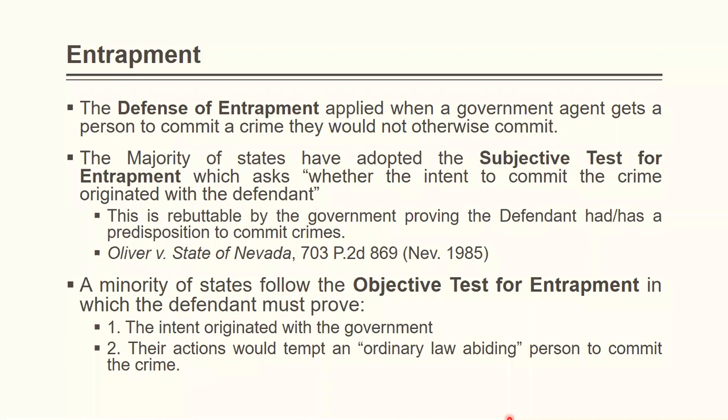So, from a subjective test, he can absolutely get off. Objective test is going to be a little bit more difficult, but he probably will. And under the objective test, we do not have the predisposition issue. So even if you are a meth head, but the actions and the intent originated from the government, the police, and what they did would make an ordinary law-abiding citizen, even though you're not a law-abiding citizen, commit the crime, even if you had a predisposition, we're still going to say that's entrapment, and the charges will be dismissed, you'll be found not guilty. Right?